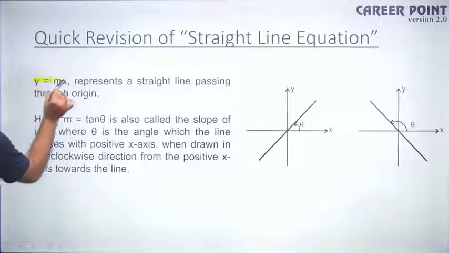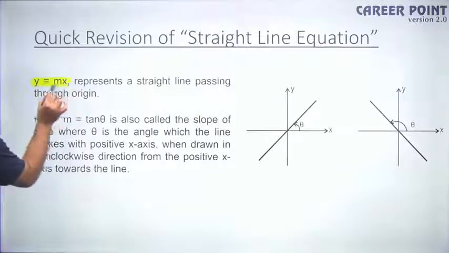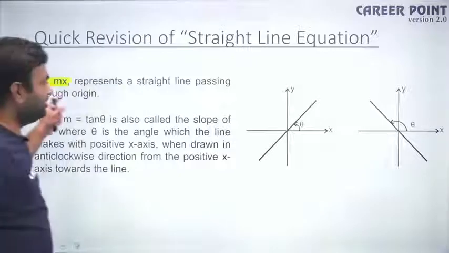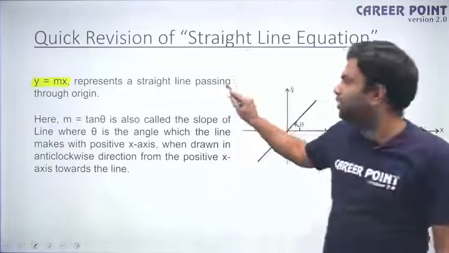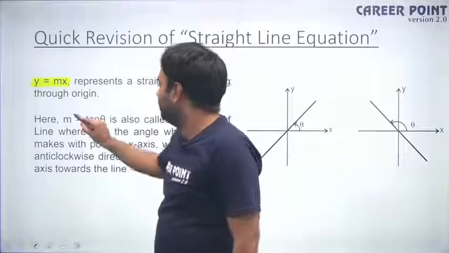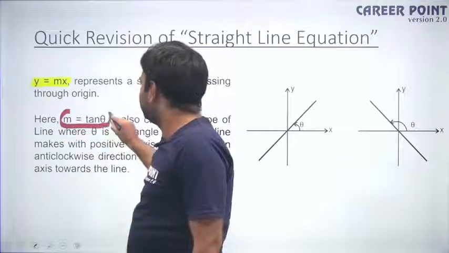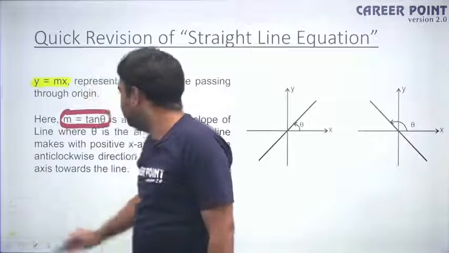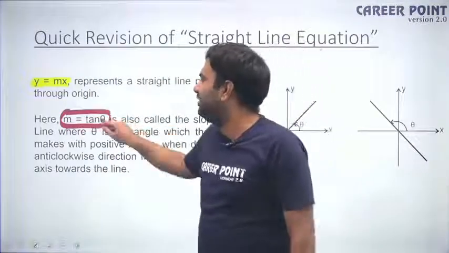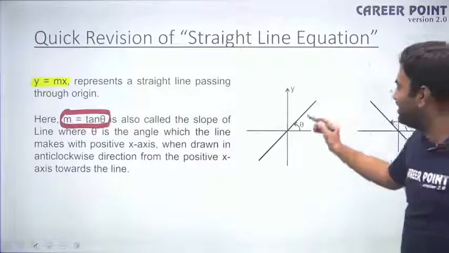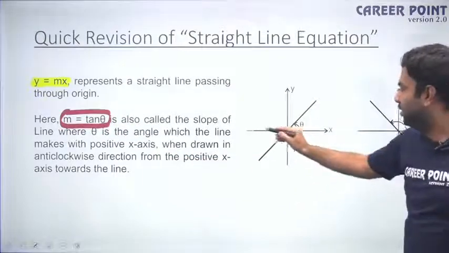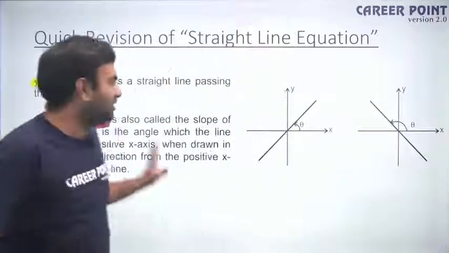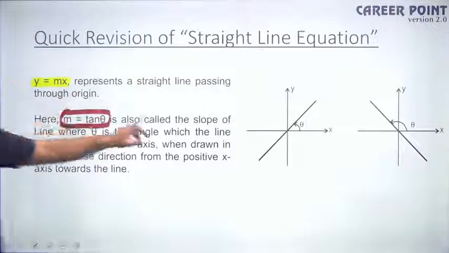See this, y is equal to mx. This is the equation of a straight line passing through the origin, where m is equal to tan theta. And what is theta? Theta is the angle made by this line from the x-axis in the anti-clockwise direction. Okay, this is theta.